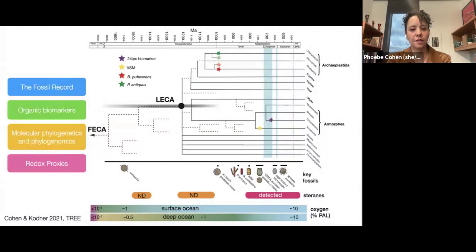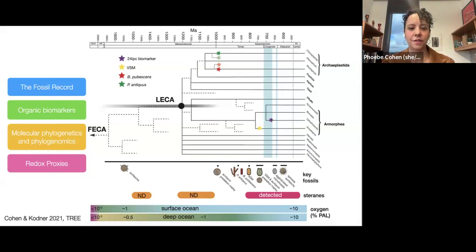Okay, so this is a figure from a review paper that I wrote with Robin Codner a few years ago, where we attempted to take everything that we know about Proterozoic eukaryotic ecosystems and put them into one figure. What we're looking at here is the integration of the fossil record, organic biomarkers, molecular phylogenetics and phylogenomics, and redox proxies in a hand-wavy sort of way to look at the tempo and mode of eukaryotic evolution in the Proterozoic.